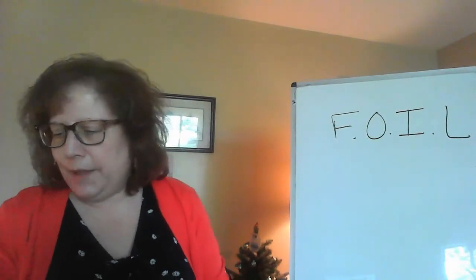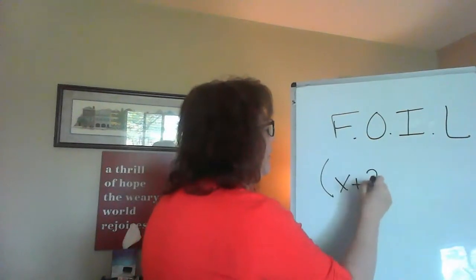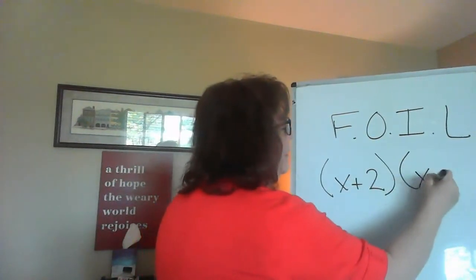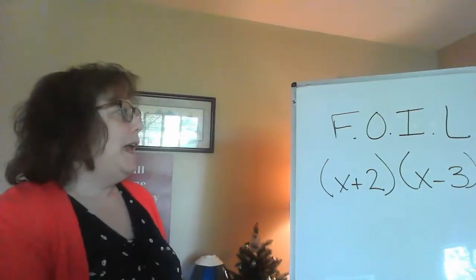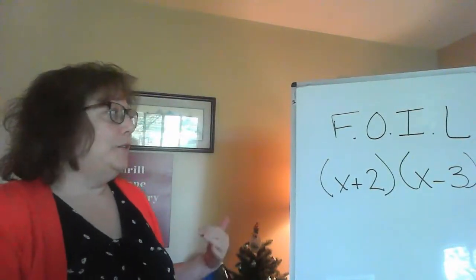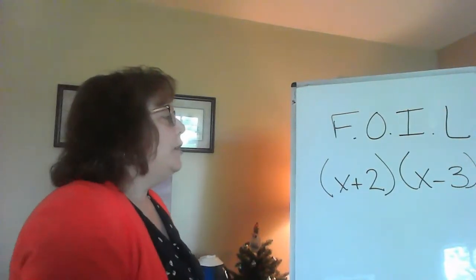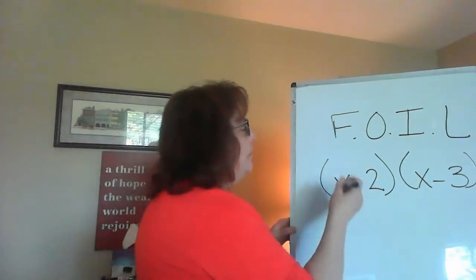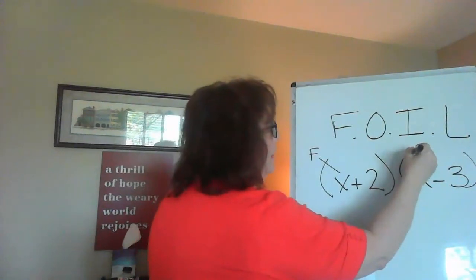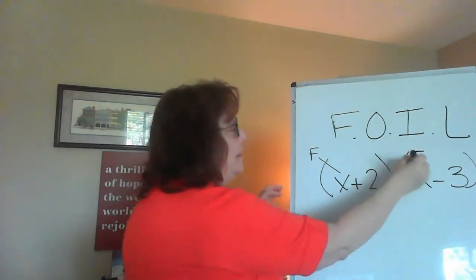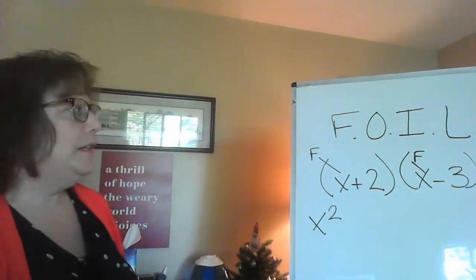So I'm going to put that problem back up, I think it was x plus 2 and x minus 3. Now, you need to be paying attention. And I think that the first and the last, so the F and the L, are going to be pretty easy. So the F is the first. So this is going to be the F, and this is the F. So the first components, and that's going to be x squared. And that's the F in the FOIL method.